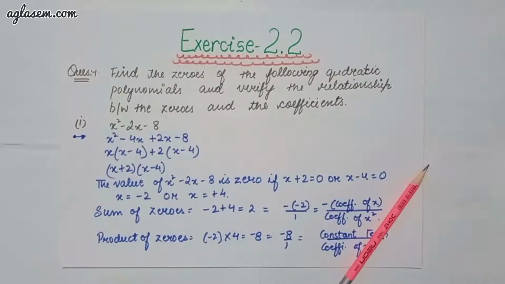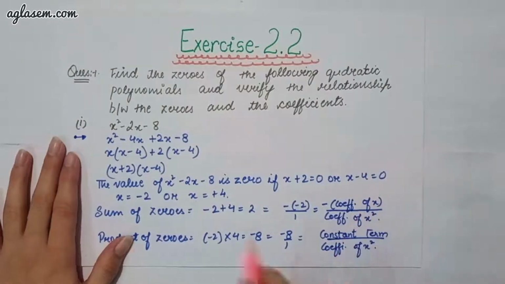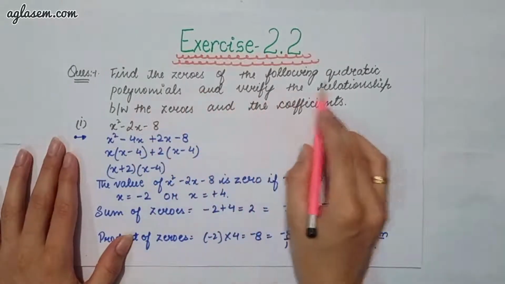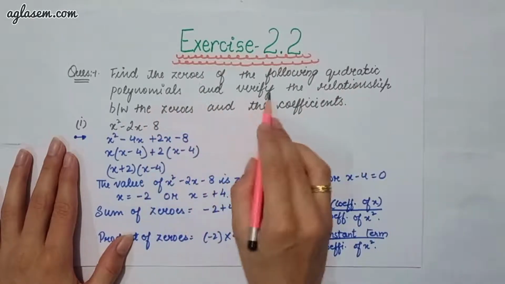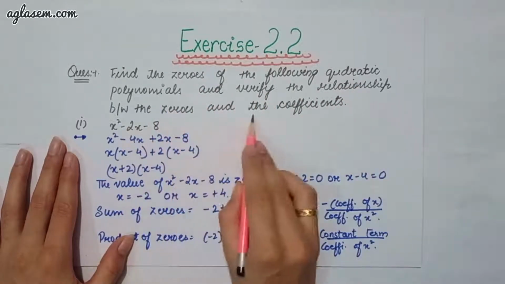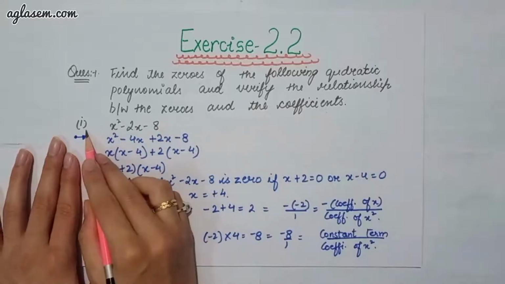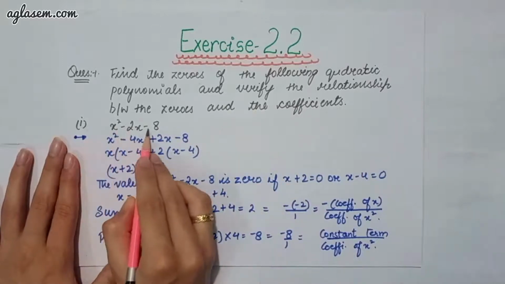So starting with the second exercise, that is exercise 2.2, our first question says find the zeros of the following quadratic polynomials and verify the relationship between the zeros and the coefficients. So the first part says x square minus 2x minus 8.